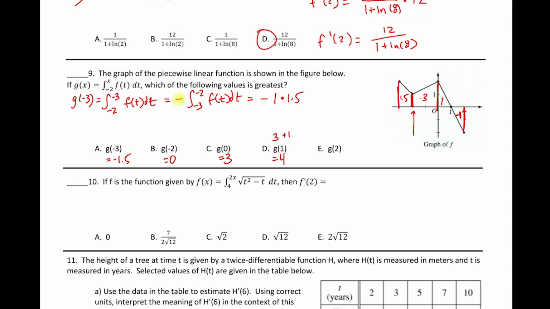So if I'm going from negative 2 right here to positive 2, I need to add up those three numbers, 3 plus 1 plus negative 1. Now the 1 and negative 1 will cancel out and give me 3. So that means this is going to equal 3. I'm looking for the value that's the greatest. And yeah, it looks like it's going to be choice D because that's 4 and that's bigger than everything else.